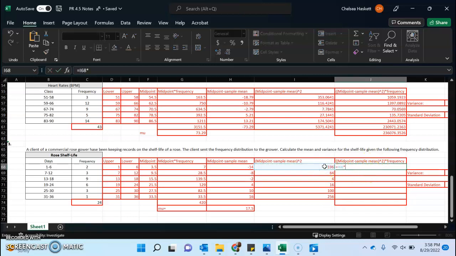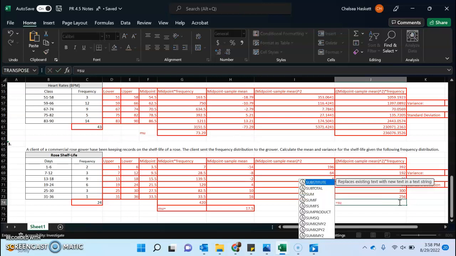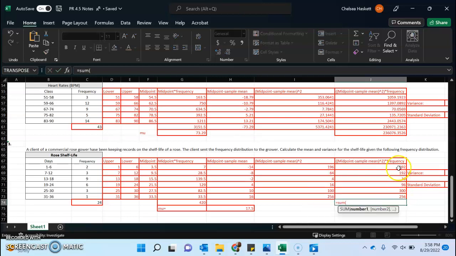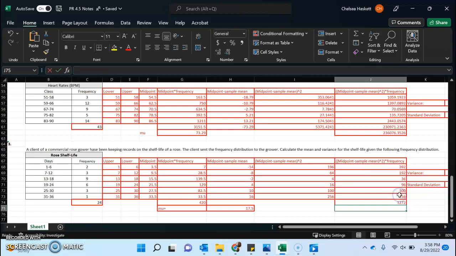So this multiplied by frequency. And we go ahead and drag that. And then the top of that fraction, it says sum. So we have to sum all those together. We have to make sure. Okay. And now let's read it.